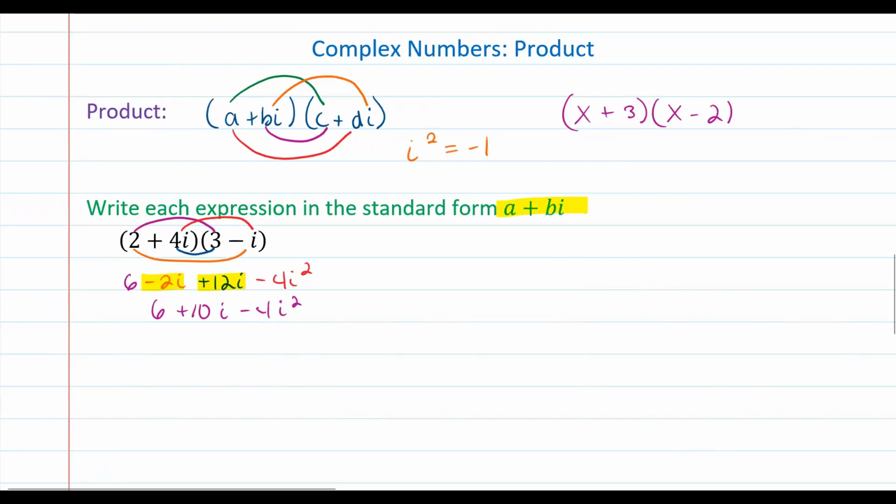Now we need to use the fact that i squared is equal to negative 1, and so we're going to replace or substitute i squared with negative 1. So we'll have 6 plus 10i minus 4 times negative 1. Then we go ahead and find the product of negative 4 and negative 1. This will give us 6 plus 10i plus 4. And finally, we do have another set of like terms, which is the 6 and the 4. So now we have 10 plus 10i.